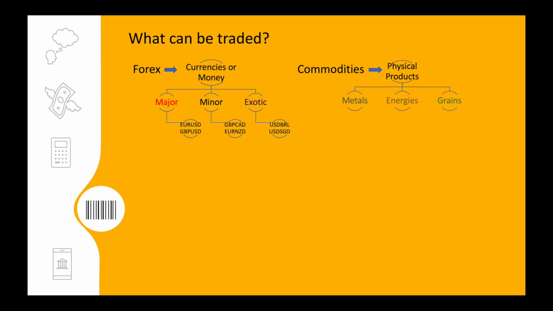Under metals, we're going to have gold, silver, and many more out there. Under energies, we're going to have crude oil and natural gas, and there are many more out there. Under grains, wheat and coffee, and many more out there. So what else can be traded?